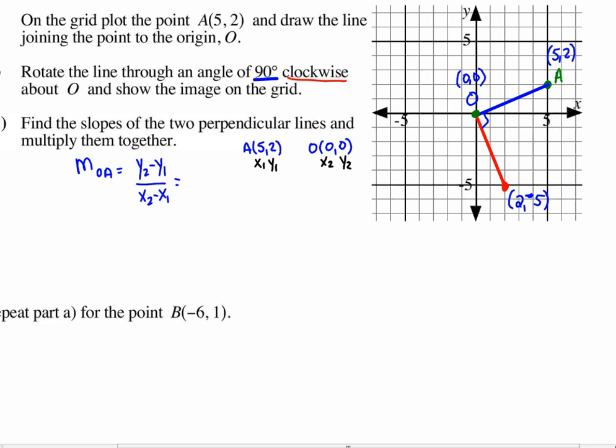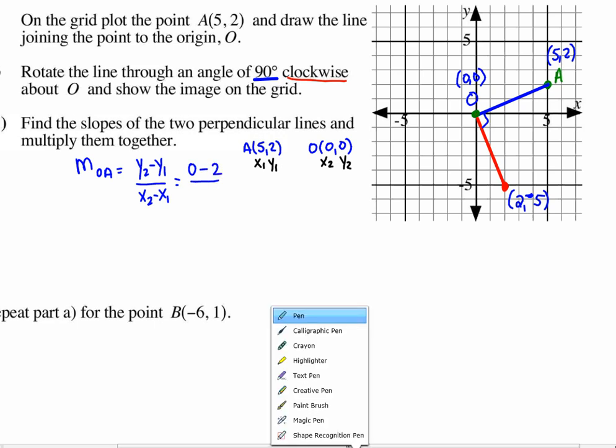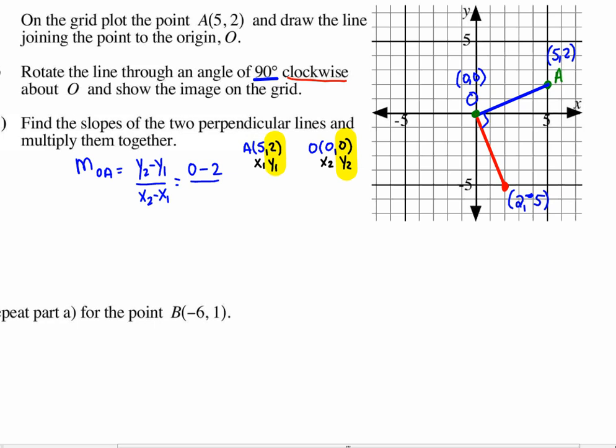y2 is 0 minus 2. Right? So we're going y2 minus y1 divided by x2 minus x1. So it'll be 0 minus 5. Which gives me negative 2 divided by negative 5, or 2 over 5. Two negatives make a positive.